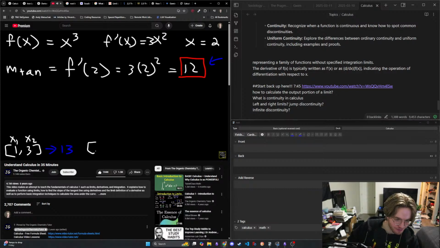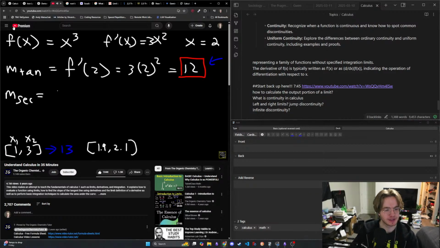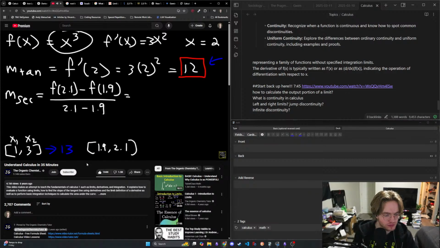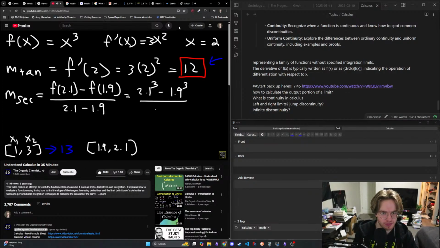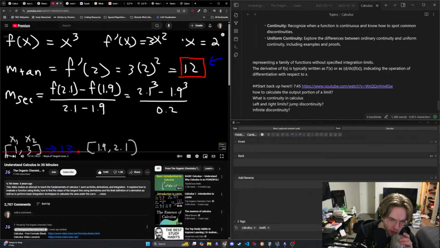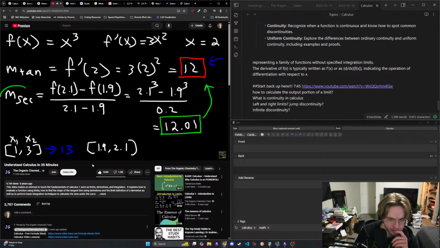So now let's choose numbers that are closer to 2, like 1.9 and 2.1. So 2 is the midpoint. So it's going to be f of 2.1 minus f of 1.9 over 2.1 minus 1.9. So let's plug in 2.1 into that expression. So that's going to be 2.1 to the third power minus 1.9 to the third power. 2.1 minus 1.9, that's 0.2. If you plug this in, you should get 12.01. And notice that this is a very good approximation to the slope of the tangent line. So notice that the slope of the secant line approximates the slope of the tangent line as these values get closer and closer to 2.